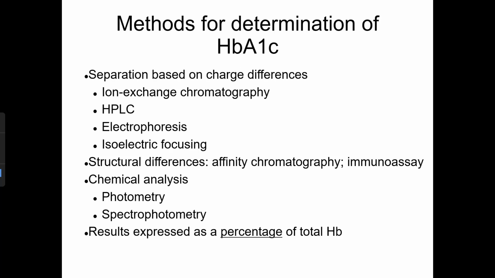How do we determine HbA1c? Separation based on charge differences, so ion exchange chromatography, HPLC, electrophoresis, or isoelectric focusing. There are structural differences, so affinity chromatography or immunoassay can detect those structural differences. Chemical analysis, photometry or spectrophotometry. Results are expressed as a percentage of total hemoglobin.